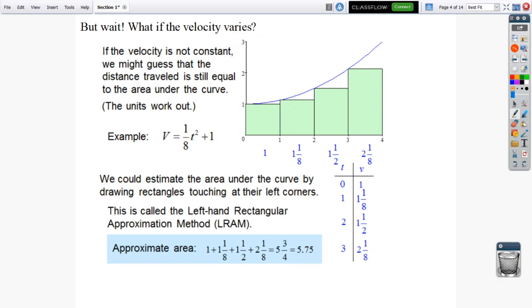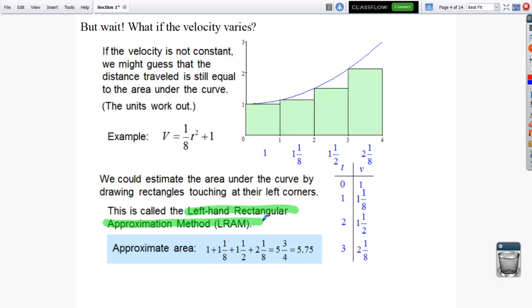In this course, I will tell you how many rectangles you're going to be using. This right here is an LRAM. Again, LRAM stands for left-hand rectangular approximation method. That's probably an important thing to put in your notes, or just for short, LRAM. In order to do this LRAM, you need to find the heights at all of the left endpoints of each subinterval, and then you need to multiply by the width of each subinterval.